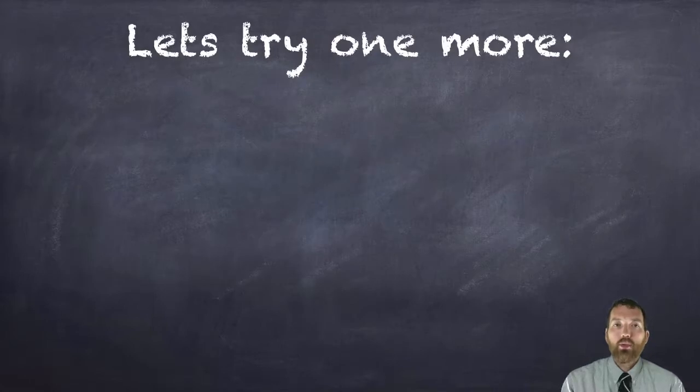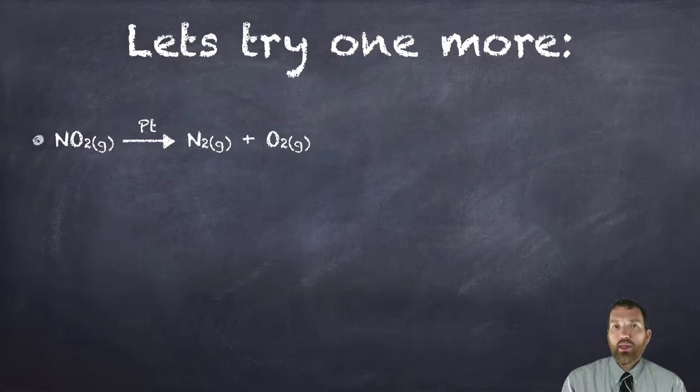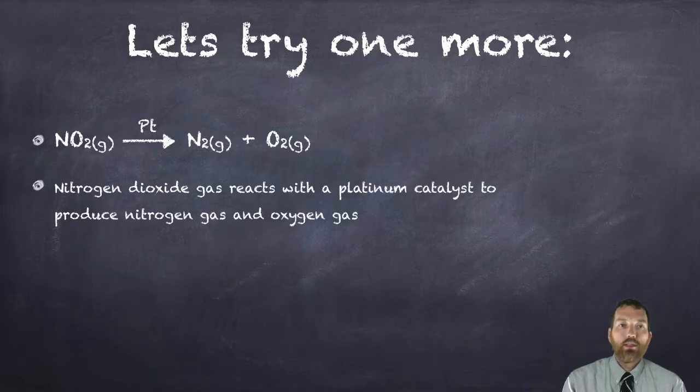All right, let's try one more. Go ahead and pause the video and give this one a try. Okay, here's the answer. Nitrogen dioxide gas reacts with a platinum catalyst. So when you get to this arrow and there's something over top of it, that means it's a catalyst. So you just need to find out what PT is using your periodic table, and perhaps table S, that's platinum. So when you get here, you just say platinum catalyst to produce nitrogen gas and oxygen gas.